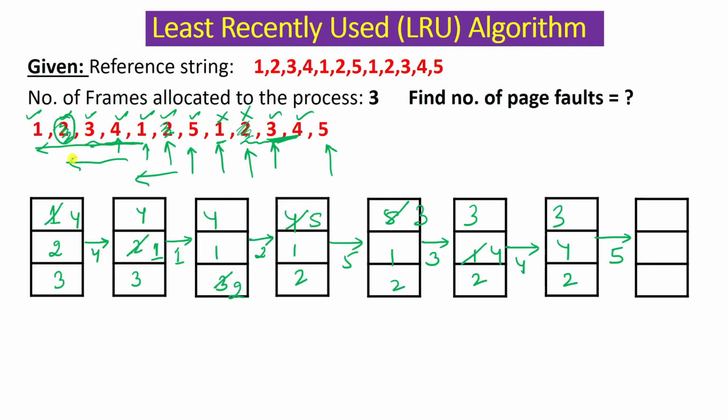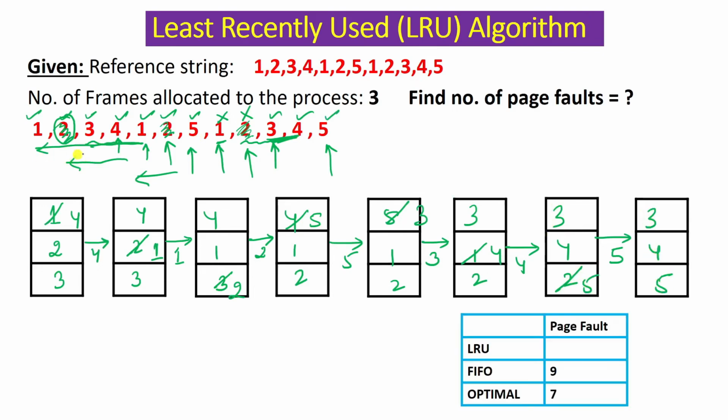I am taking the past as the measure to predict the future. So it is somewhat similar to what we have understood in the SJF CPU scheduling algorithm. In that also we saw that we are taking the past behavior to predict the future. So I should replace this 2 by 5, and my new content will be 3, 4, 5. So for this reference string, how many page faults have we generated? You can count 1, 2, 3, 4, 5, then 6, 7, 8, 9, 10. So a total of 10 page faults we have got according to LRU on this reference string.